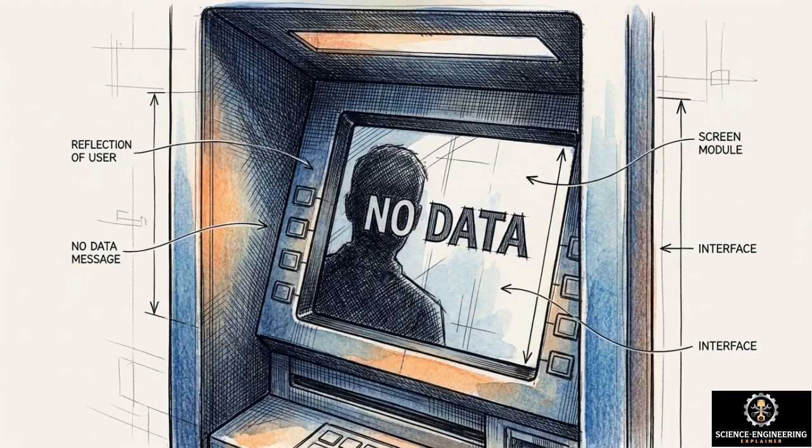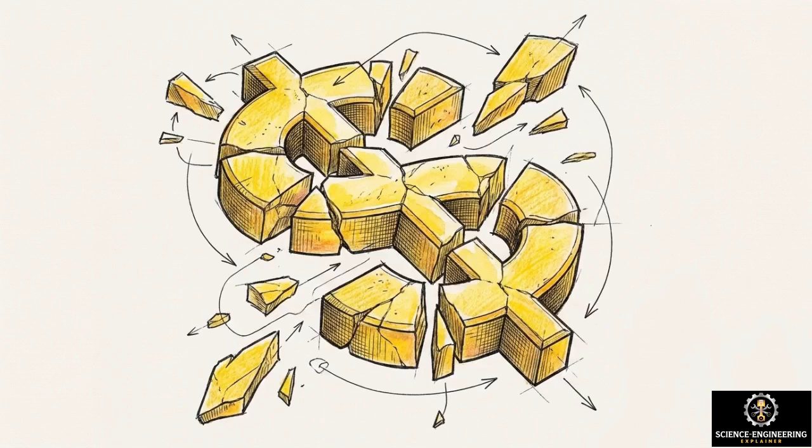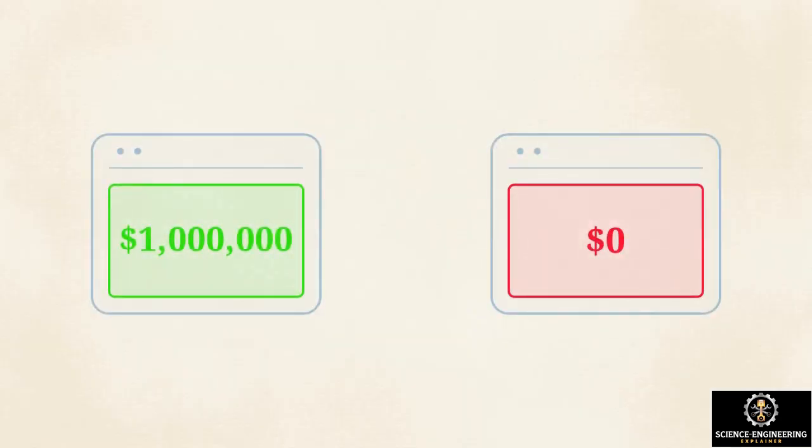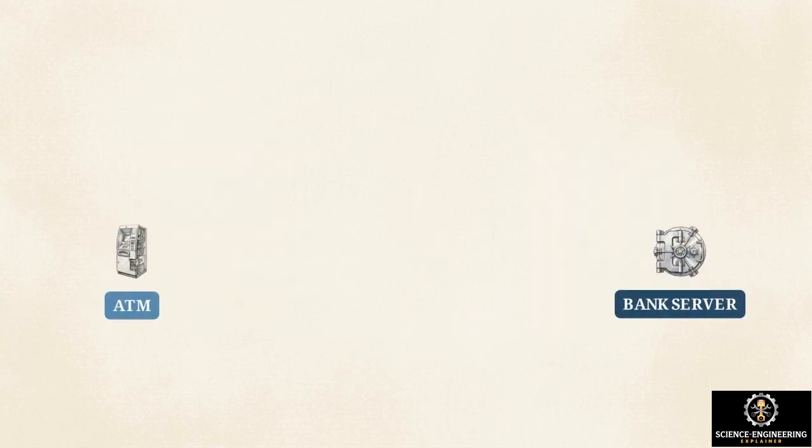In reality, the machine is completely blind. It holds no local data on your identity, your history, or your bank account. To the hardware inside the machine, an account with $1 million is indistinguishable from an account with $0. It has no way to tell the difference. This creates a unique architectural challenge.